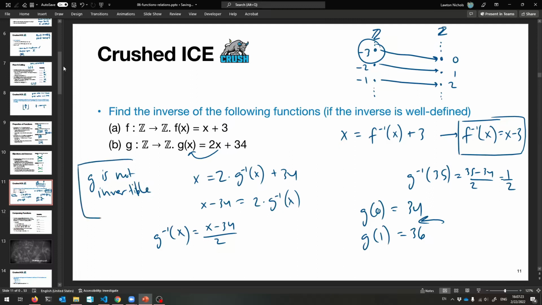And if you wanted to give the best reason, I would say that it's not onto. Okay, it's not hitting 35. It does seem to be 1-to-1. Every value is going to something different, but it's not onto. It's not hitting everybody in the target. Okay, so G is not invertible, but F is, and that's its inverse.